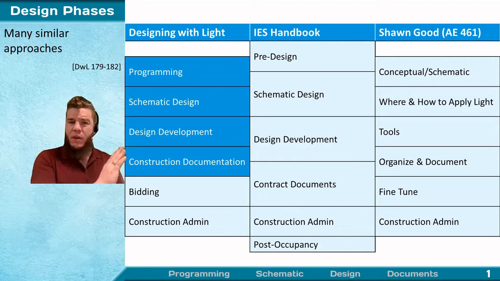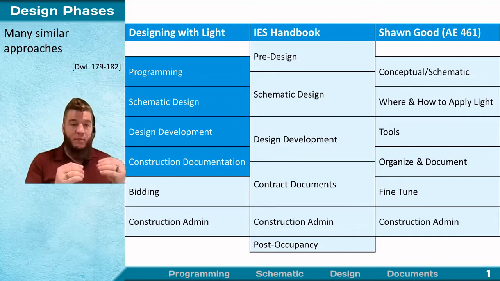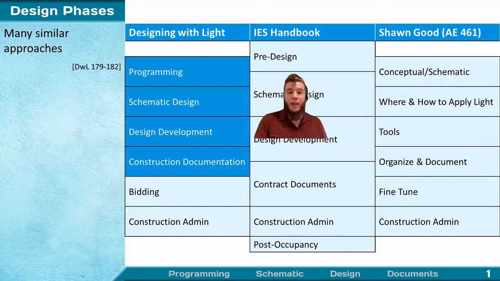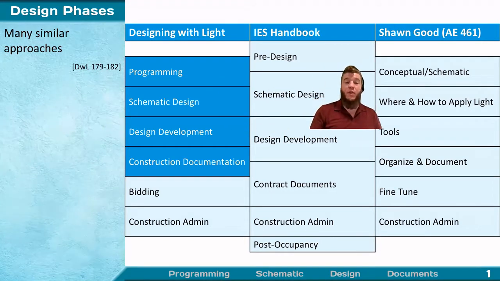Now, the IES handbook has a similar approach. It uses some distinct terminology, and some of those phases kind of overlap with each other. And then building on that, we also have Sean Good, who teaches AE 461 and is an extraordinarily experienced architectural lighting designer. And these are the phases and the terms that he utilizes. So you don't need to know this whole table. I'm just providing it here to add some clarity to where these design phase approaches coincide and where they're distinct.